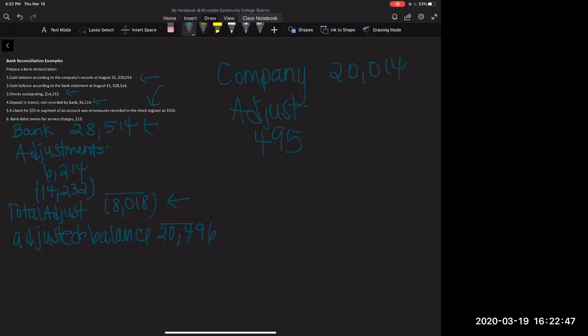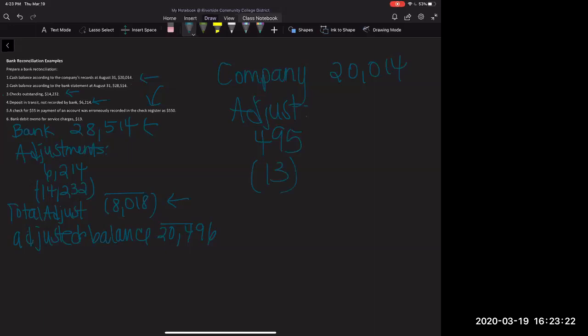Next, we're going to deduct any debit memos that have not been recorded. This can be any NSF checks or bank service charges. If you don't know what an NSF check is, it stands for non-sufficient funds, or insufficient funds. Not a pretty sight. I've had it once before. Not proud of it. Or any bank service charge. In our example, number 6 says bank debit memo for service charge $13. So it says to deduct that.